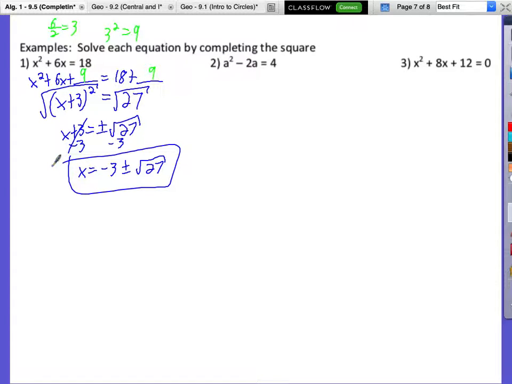Okay. I want you guys to try the second one, okay? I want you guys to start trying on the second one. Okay? And if you're done or you have questions, I want you to raise your hand, okay, to ask.